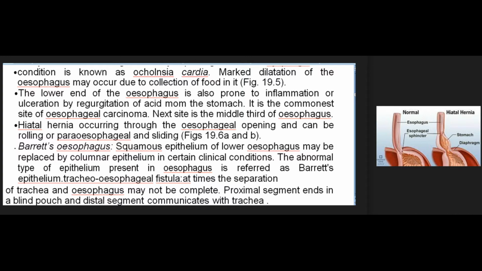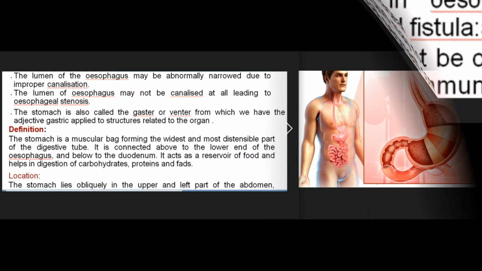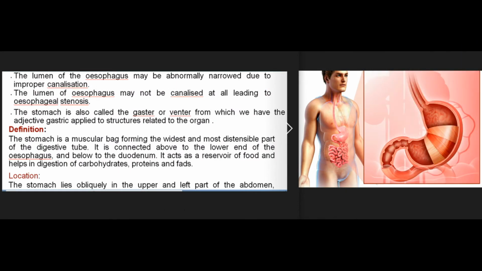Proximal segment ends in a blind pouch and distal segment communicates with trachea. The lumen of the esophagus may be abnormally narrowed due to improper canalization. The lumen of esophagus may not be canalized at all, leading to esophageal stenosis.